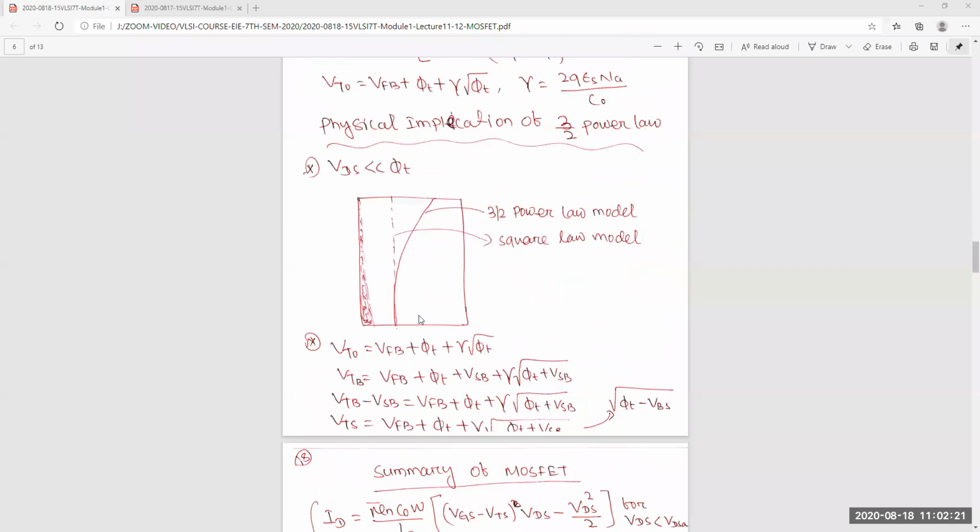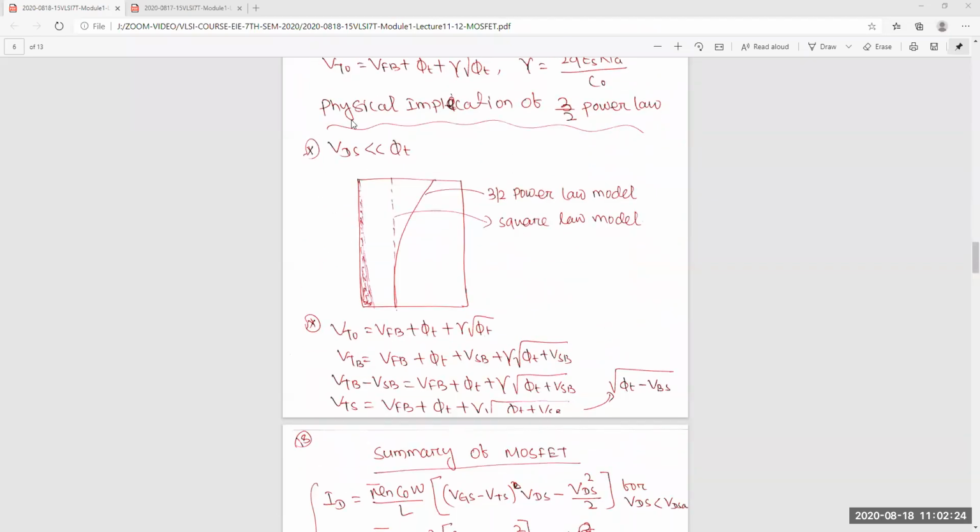Okay. So you can see here, this is the approximation, VDS very much less than phi T, because only for that 3/2 you have to assume VDS is very much less than phi T. So what actually in the real case we are getting is this type of thing, because if you are increasing VDS, the depletion region increases in this way. So the actual equation we are getting is the 3/2 power law. Due to these things we are getting that voltage. Okay. So though these type of things are there, the inversion charge will be less here or not?